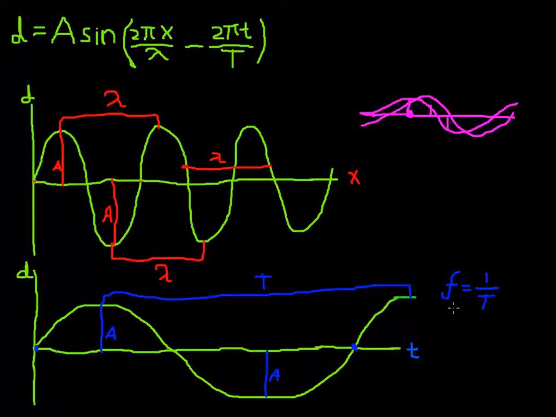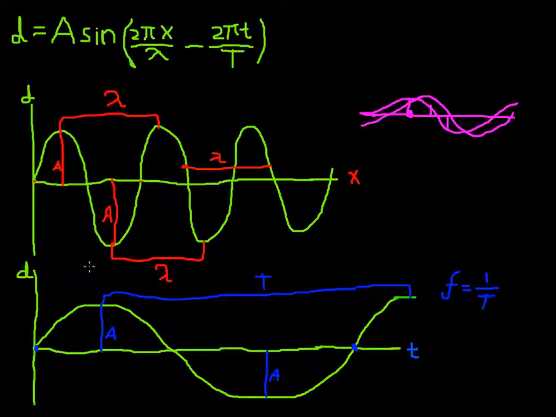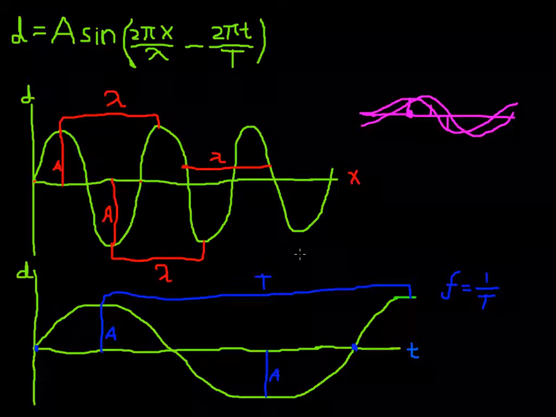And the frequency is the number of times this makes a cycle, a cycle goes through per second. So it's measured in inverse seconds or in hertz, Hz, capital H, lowercase z, which is just inverse seconds. We could define something like that, but it's not super important for this x versus d graph.